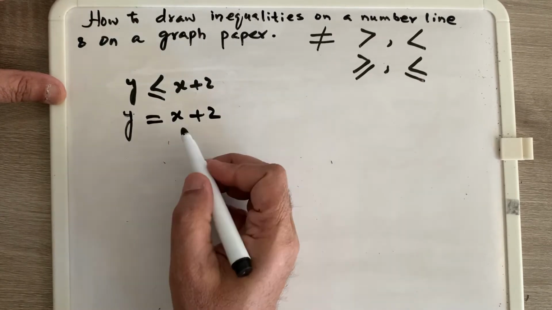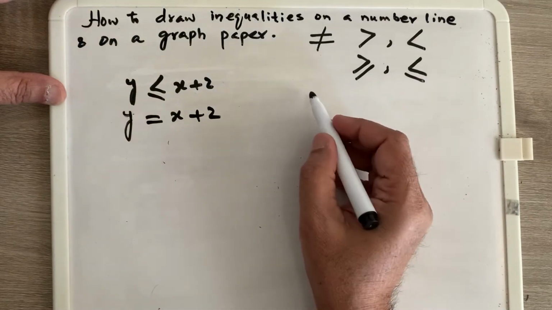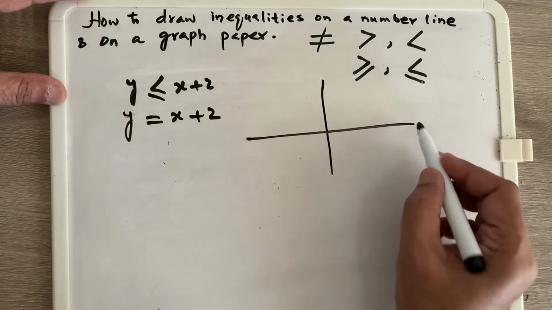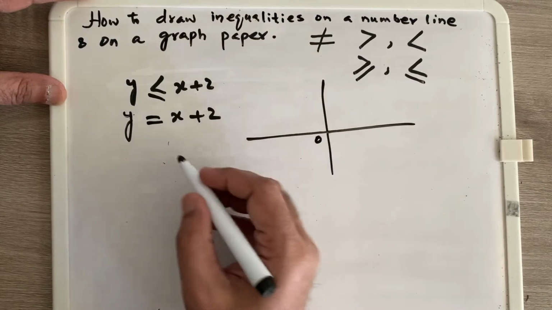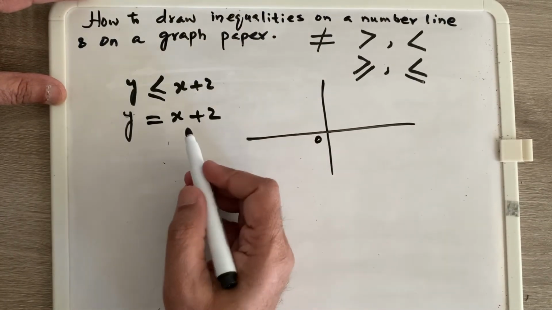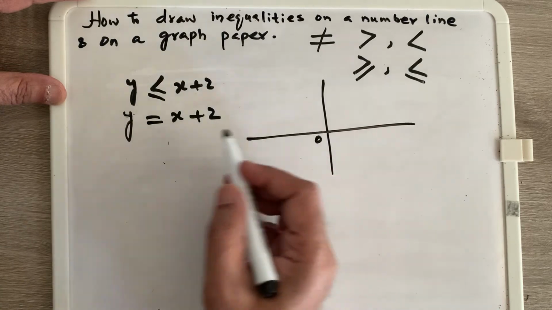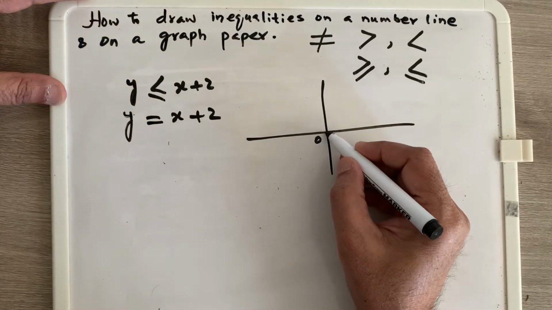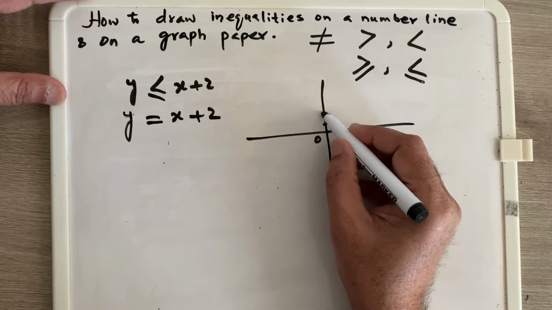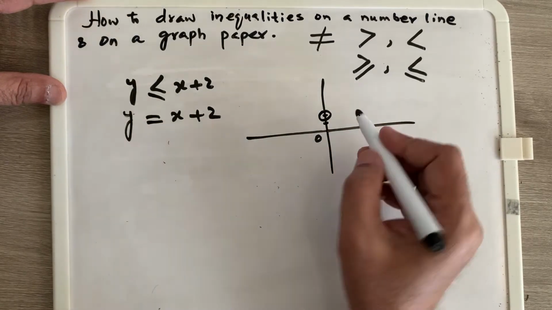So if we want to plot y is equal to x plus 2, we can plot it easily because we know the values. This is my 0. I can make a table, or we can do it orally, because if we put x is equal to 0, what is my y? 1, 2. My y is 2. So my first ordered pair is this.